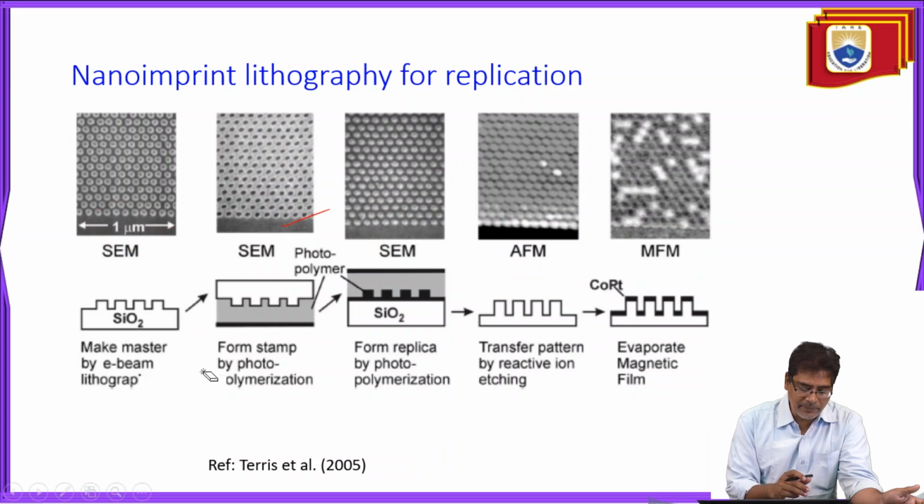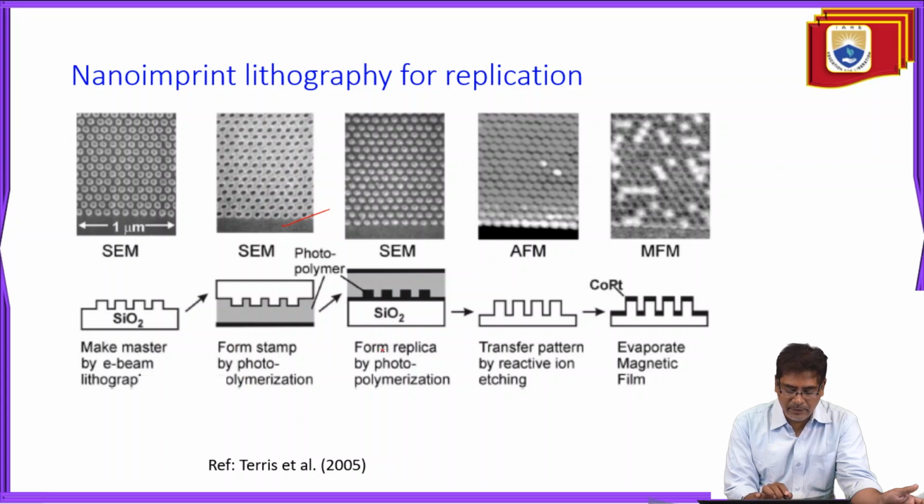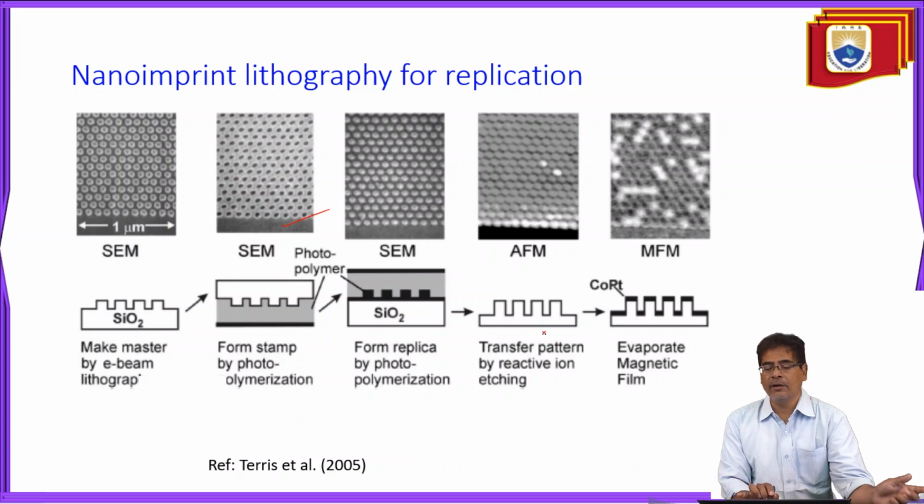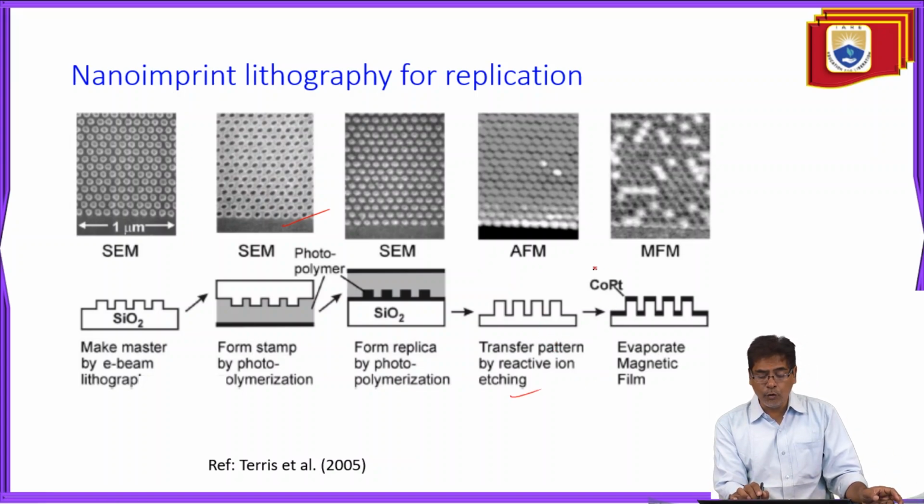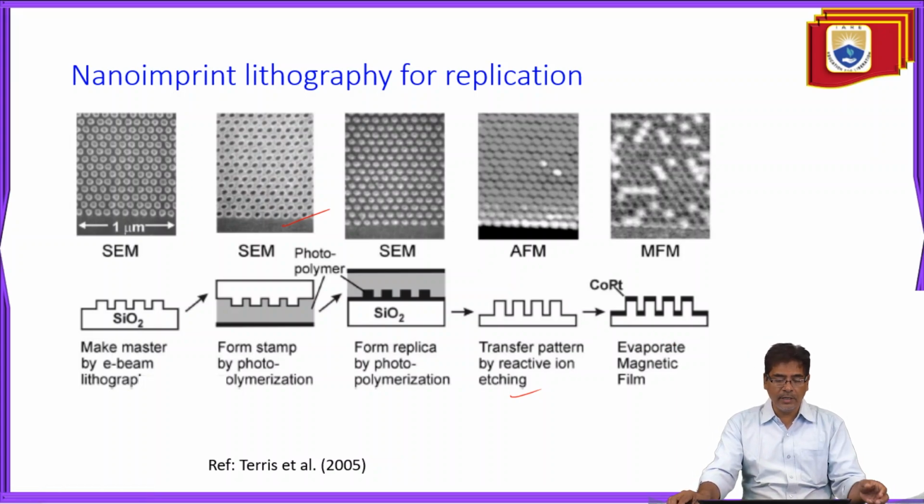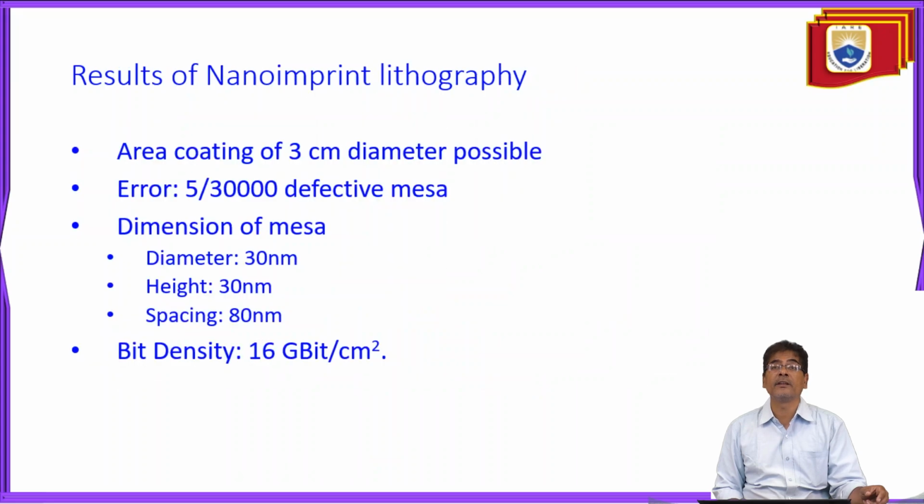Magnetic force microscopy. Here we have silicon dioxide, make the master by E-beam lithography, form the stamp by photopolymerization, form the replica by photopolymerization, and transfer the pattern by reactive ion etching, right? Etching of cobalt platinum materials, right? Then evaporate the magnetic thin film. So this is how nano imprint lithography for replication can be done.